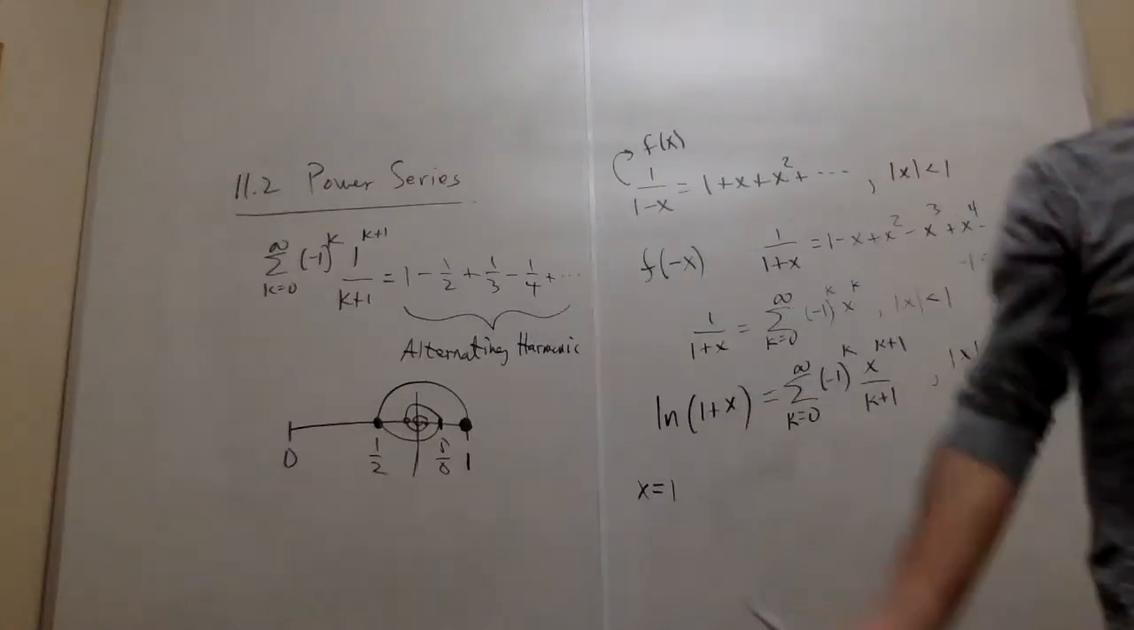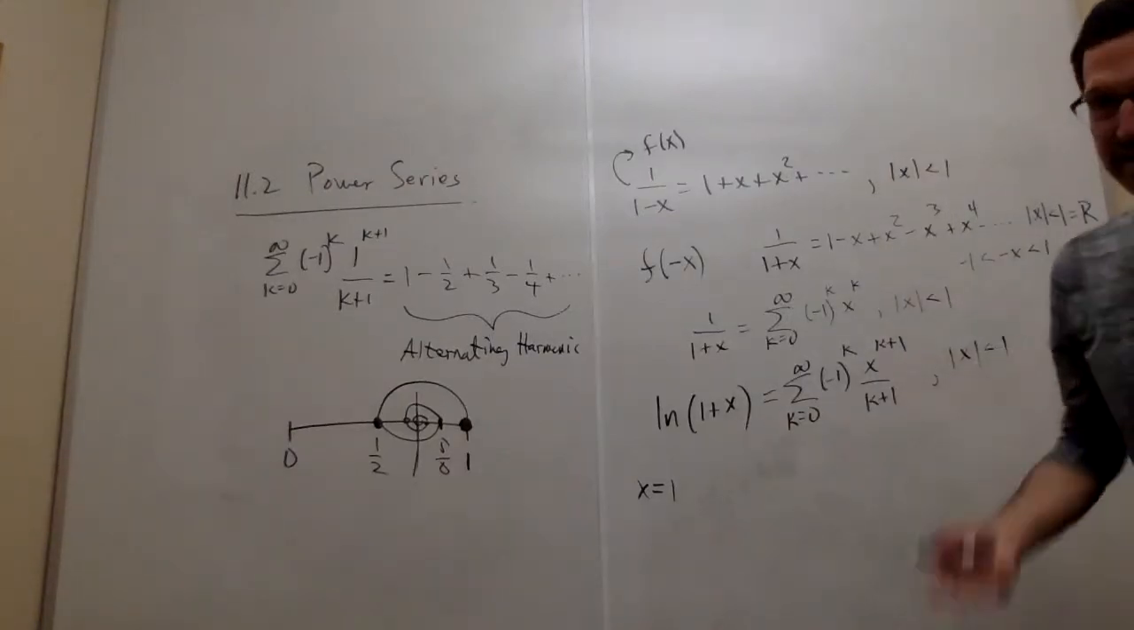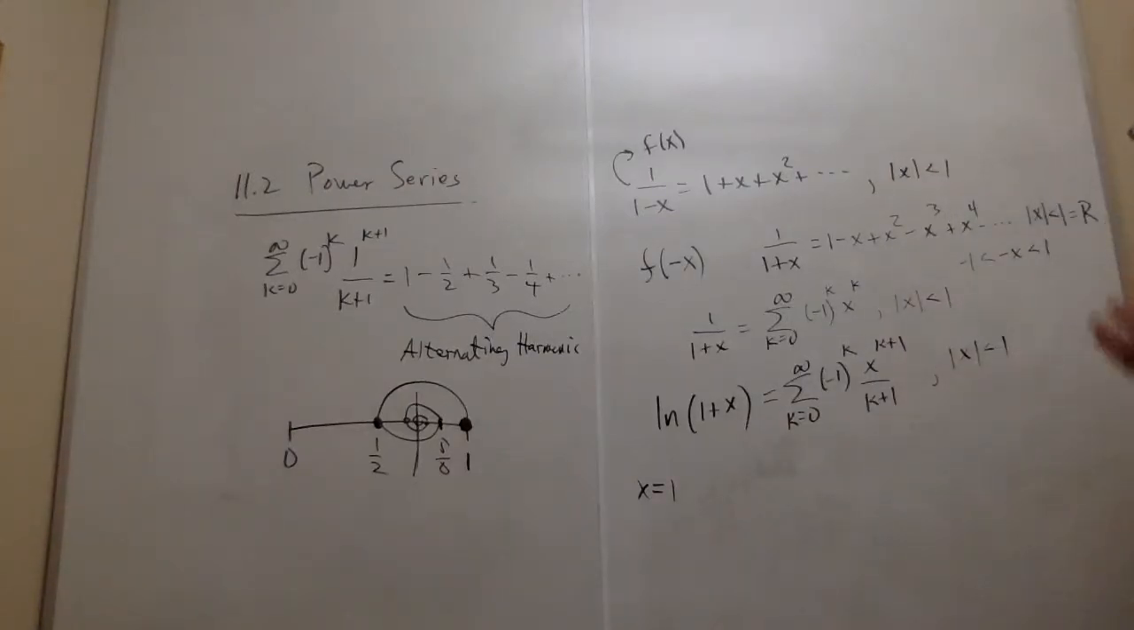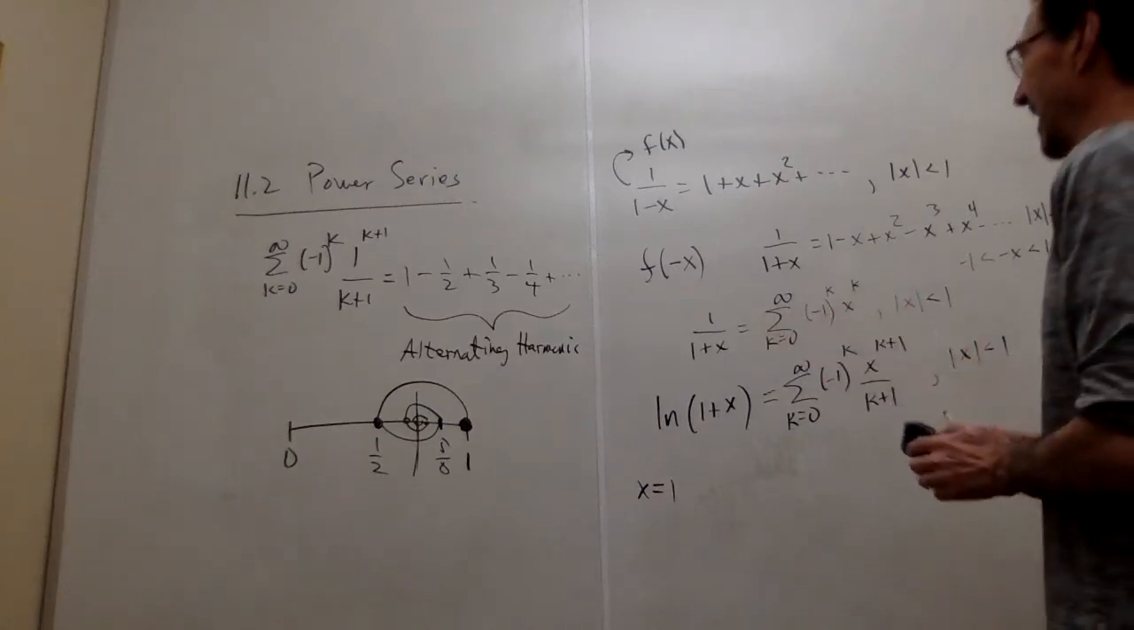So the harmonic series diverges. The alternating harmonic series converges to a number between 1/2 and 1. And now we're prepared to actually find that number.